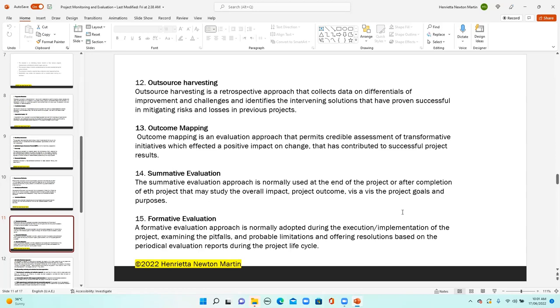Next is formative evaluation. A formative evaluation is normally adopted during the execution or implementation of the project, or even at the beginning of the project, examining the pitfalls, the probable limitations, and offering resolutions based on periodical evaluation reports during the project life cycle.